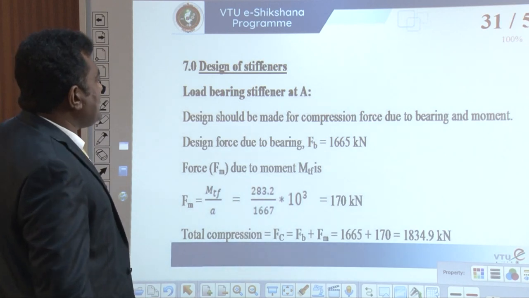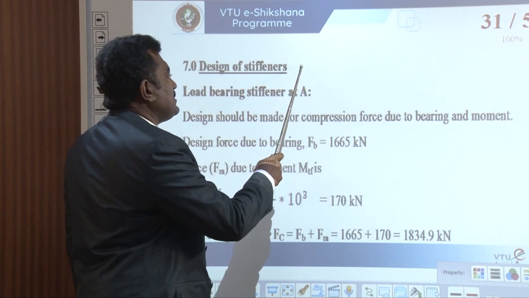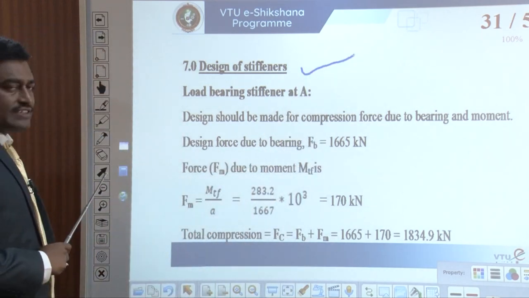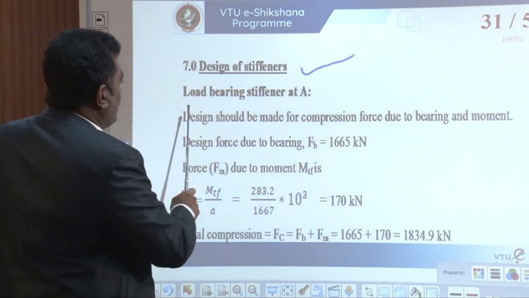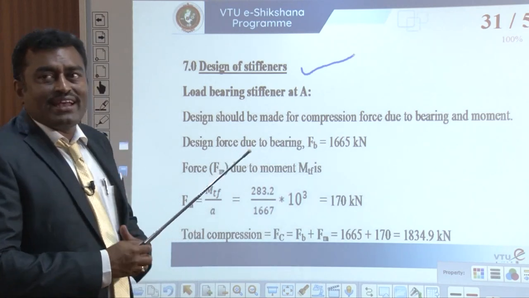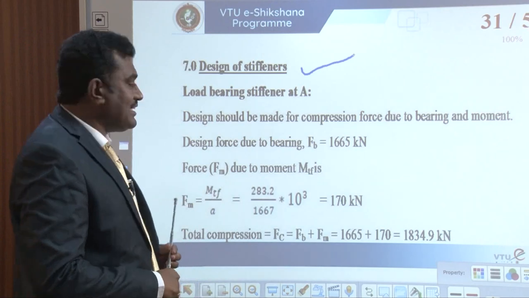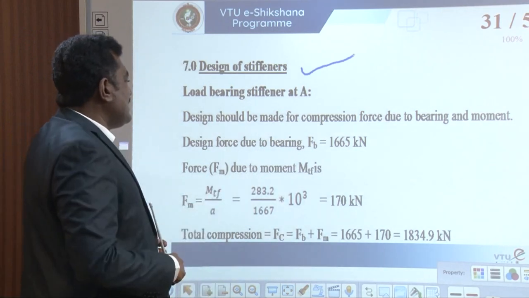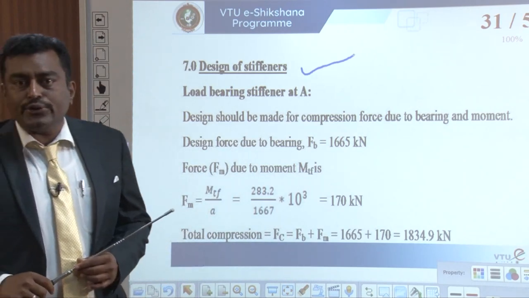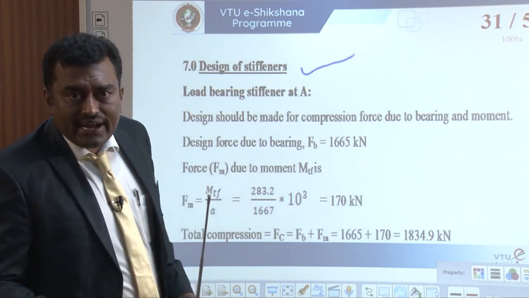Then coming to the design of stiffeners, this is very important. In a plate girder, the design of stiffeners plays a key role. In that, we take load bearing stiffeners at A, as the figure shows A, B, C, D. We are taking load bearing stiffeners at the support, only at A. Then the design should be made for the compression force due to bearing and moment.